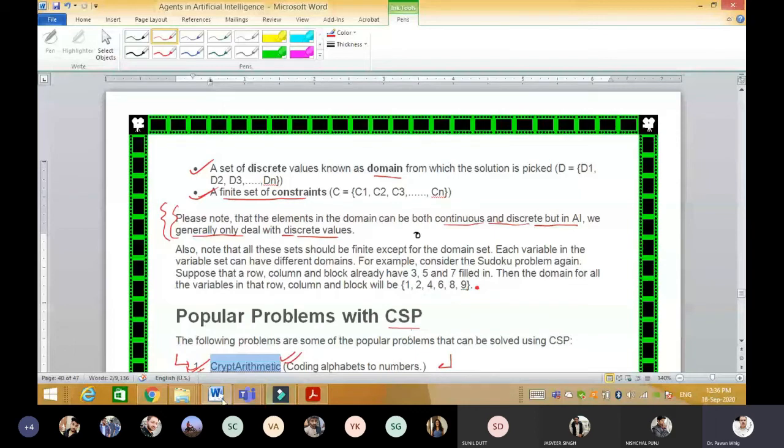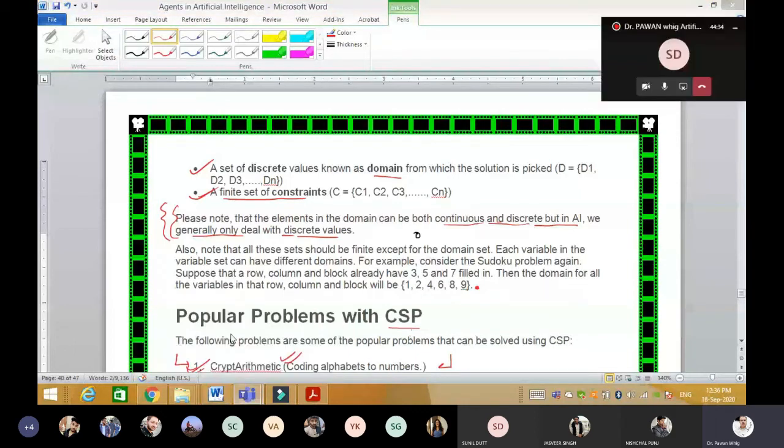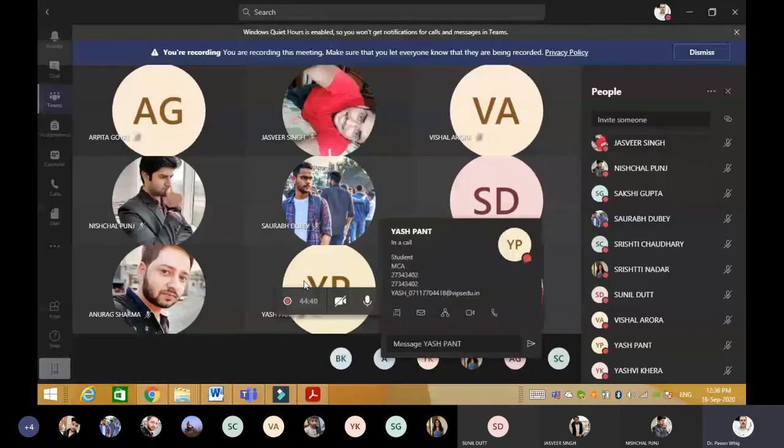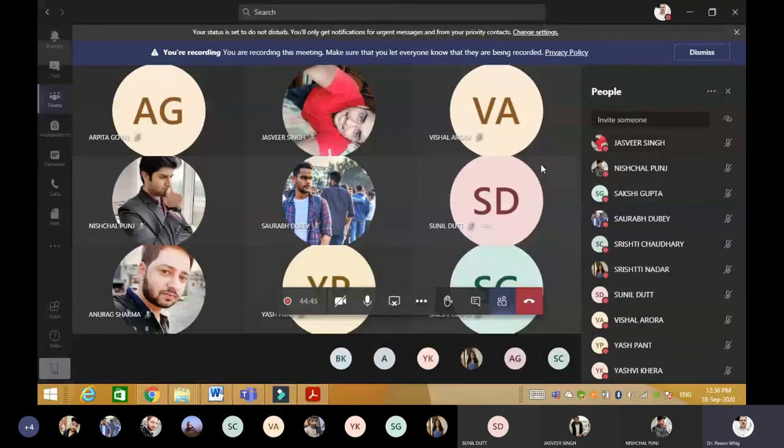So let us quickly write some questions regarding today's lecture. Very first question, just write it down: What is CSP? Give some examples.